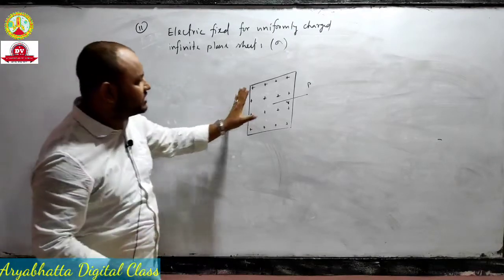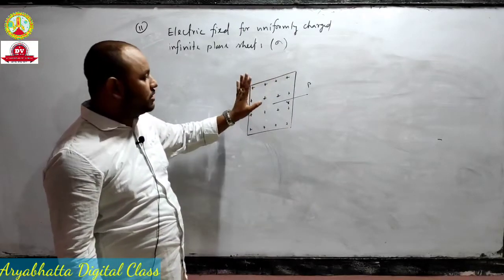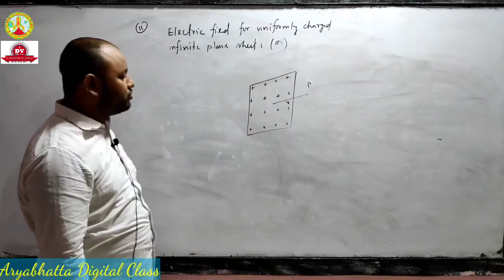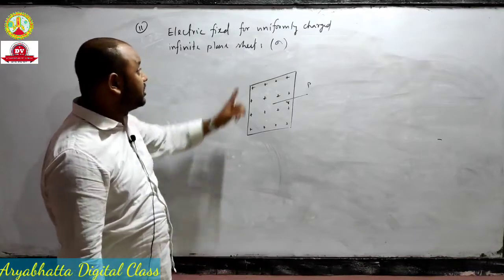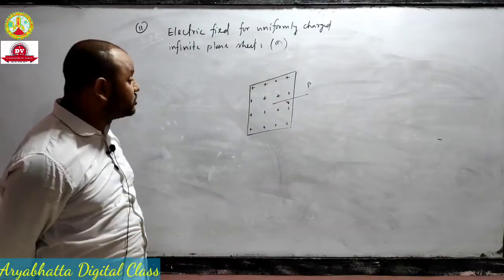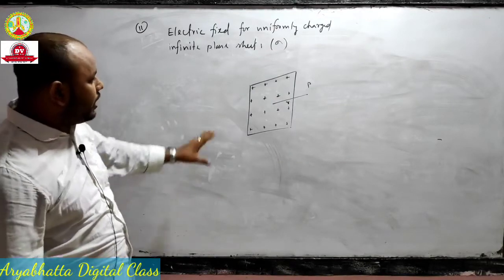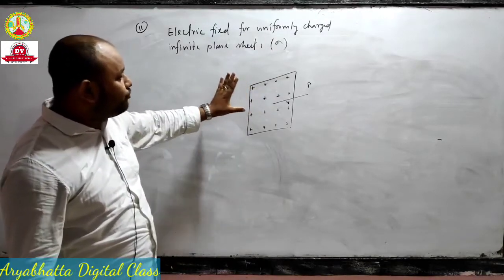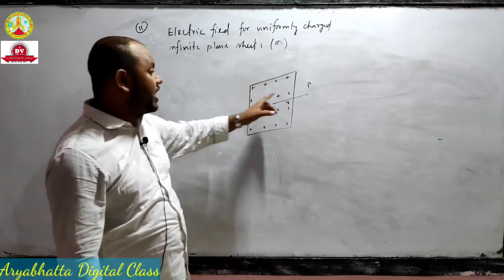Similarly, in this diagram also, this is a plane sheet. Over this plane sheet the charges are uniformly distributed. Sigma is the surface charge distribution. Sigma means the charge per unit area, and due to this uniformly charged infinite plane sheet we need to calculate the electric field at this point.